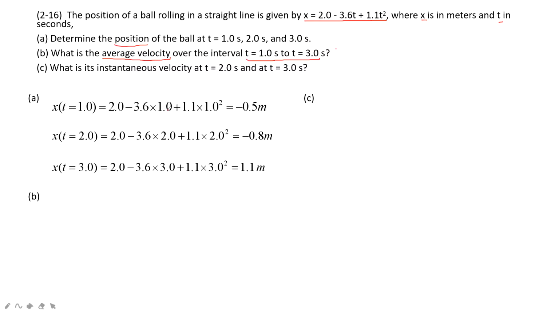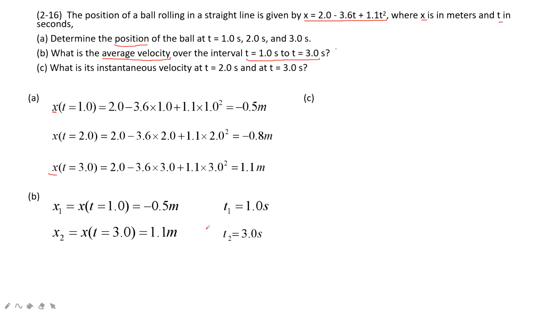So in this problem, the final position is this one, x at time t equals 3 seconds. The initial position is this one, time t equals 1 second. So the initial position is at time t equals 1, and the time t1 is 1 second. And then the final position x2 is at time t equals 3 seconds, and the time t2 is 3 seconds. So we just input the equations. Average velocity equals the displacement divided by the time taken.